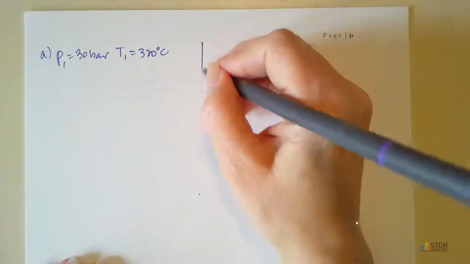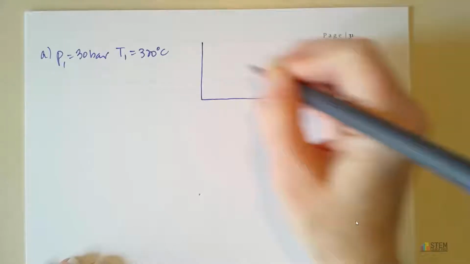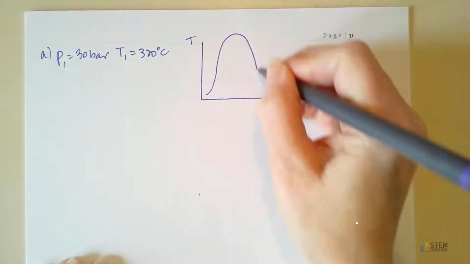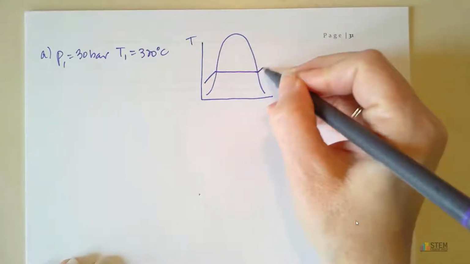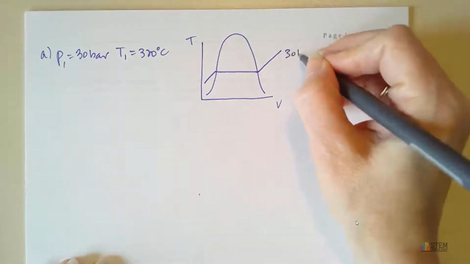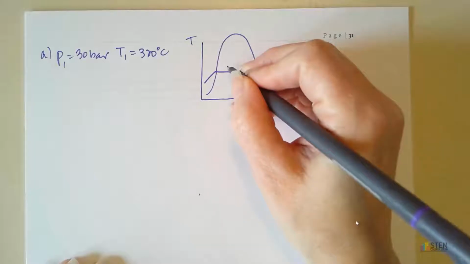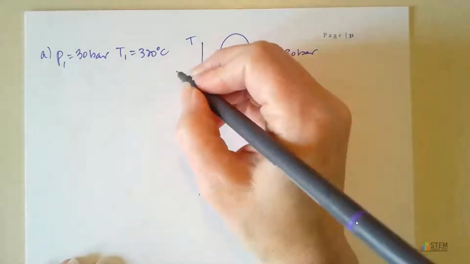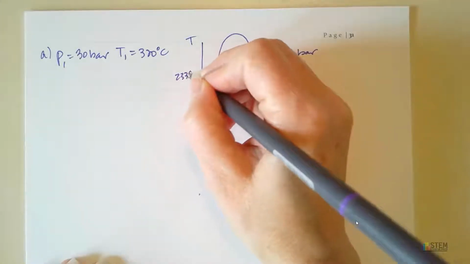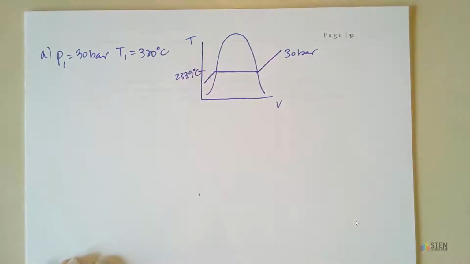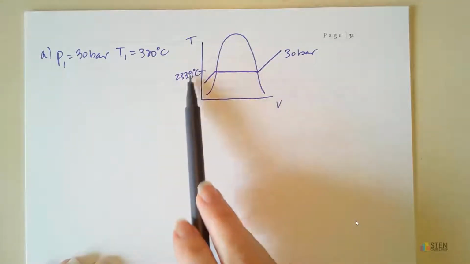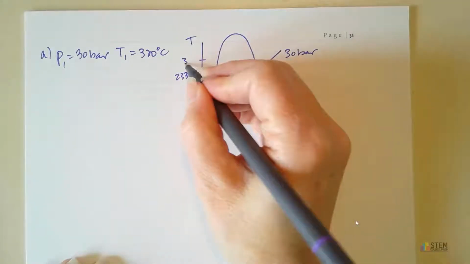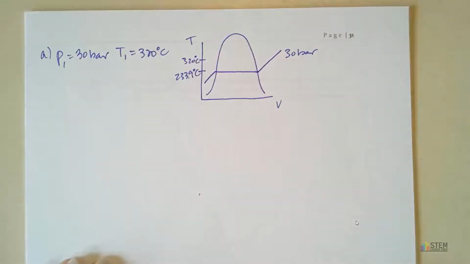And let's go ahead and draw our vapor dome. So now let's put on here what we found in the table. So at 30 bar, our saturation temperature was 233.9. Now our temperature is 320. So this means we're above here. We're up here somewhere.